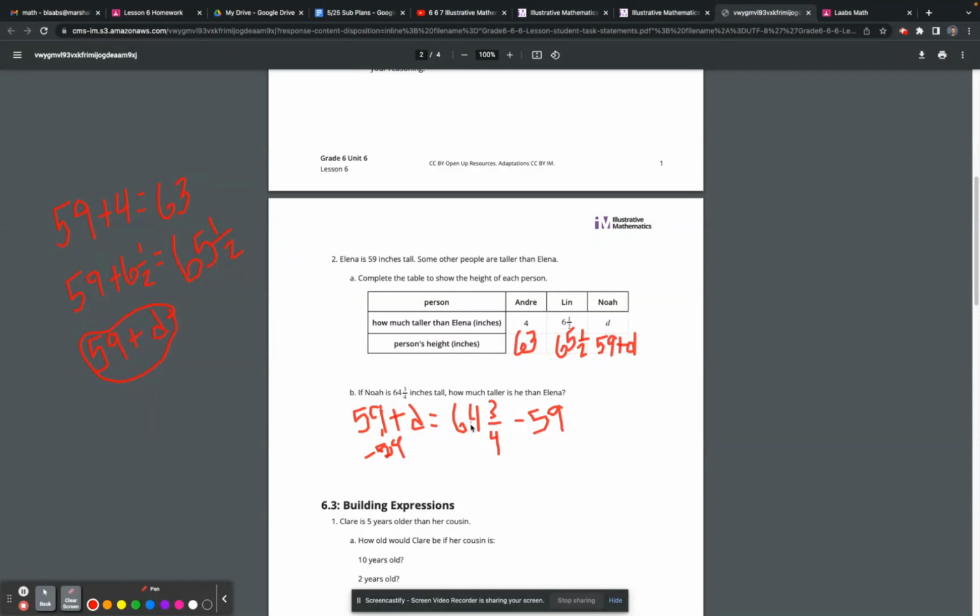So I can think of that 64 minus 59. I can set that up. I could do that part first and then worry about the fraction after I do that. So borrow from that, becomes a 5, carry your 1, 14 minus 9.